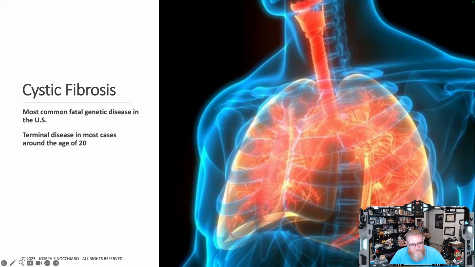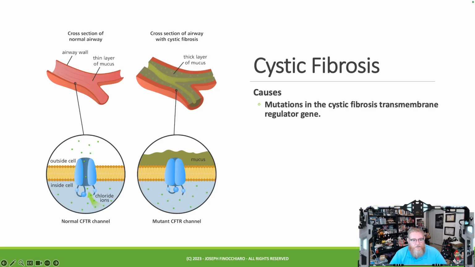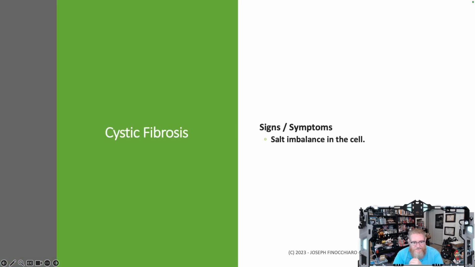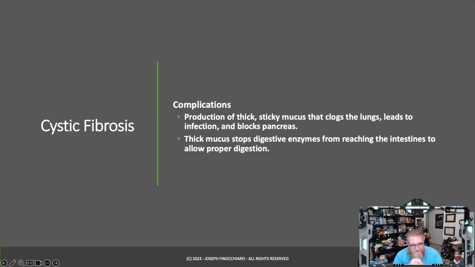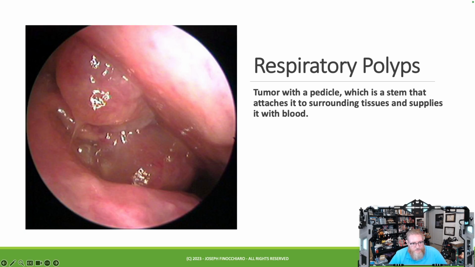Cystic fibrosis, the most common fatal genetic disease in the United States. It is a terminal disease in most cases, and you pass away around the age of 20. What causes this? It is a mutation in the cystic fibrosis transmembrane regulator gene. Signs and symptoms: you will have salt imbalances in the cells. Complications of cystic fibrosis include a production of thick, sticky mucus that clogs the lungs, leading to infection and blocks the pancreas. The thick mucus stops digestive enzymes from reaching the intestines to allow proper digestion.